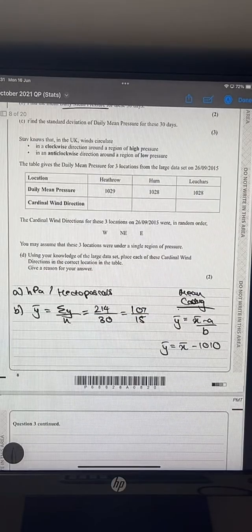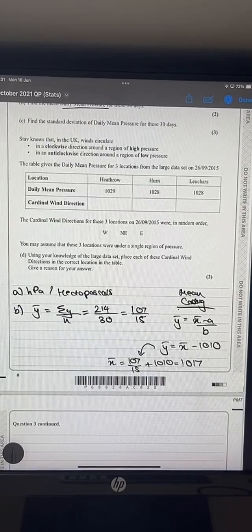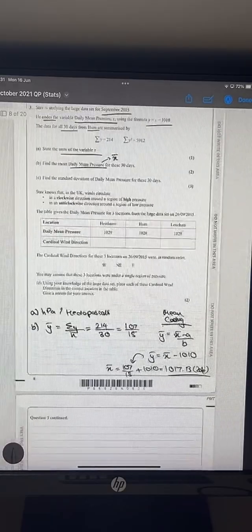So all I have to do is rearrange. So x bar is equal to 107 over 15, which is y bar, plus 1010, and that gives me 1017.13 to 2 decimal places. So that's how you do that question.